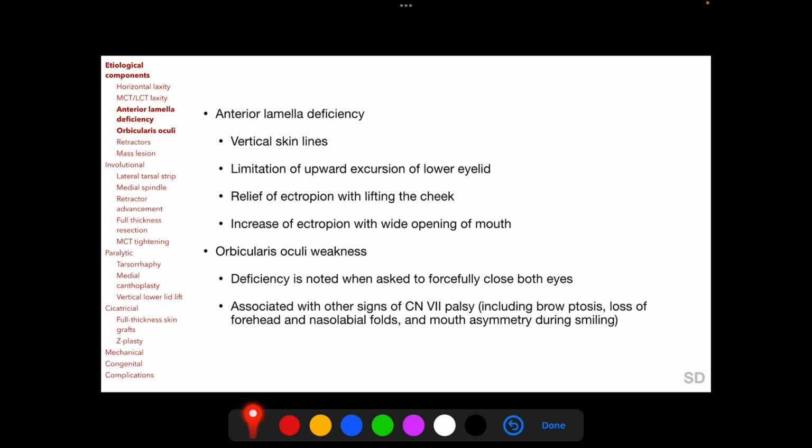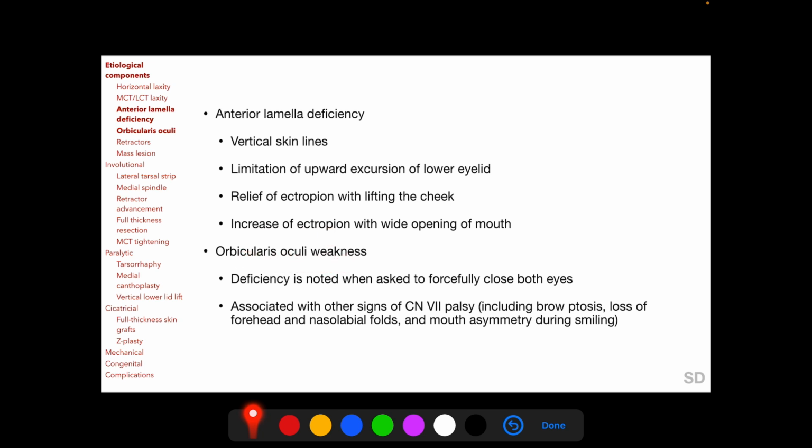The anterior lamellar deficiency or scarring of the skin forming the anterior layer of the eyelid results in cicatricial ectropion, and this can be detected by the presence of vertical skin lines, limitation of upward excursion of the lower eyelid, relief of the ectropion with lifting up of the cheek, and increase of ectropion with wide opening of the mouth.